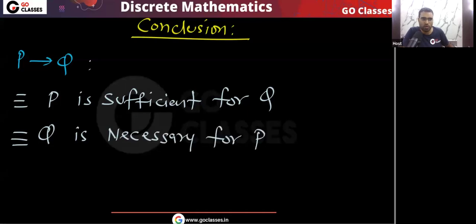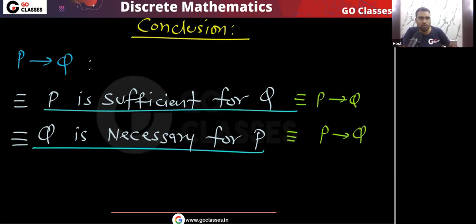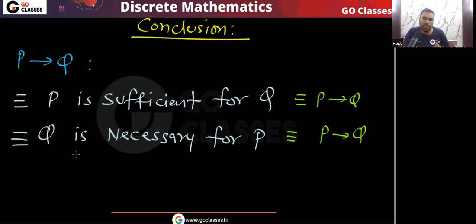See what I'm saying. Notice. P is sufficient for Q, that is the same as P implies Q. Q is necessary for P, that is also the same as P implies Q. So both are P implies Q. So can I say they are the same? Yes, they are the same. Yes or no?